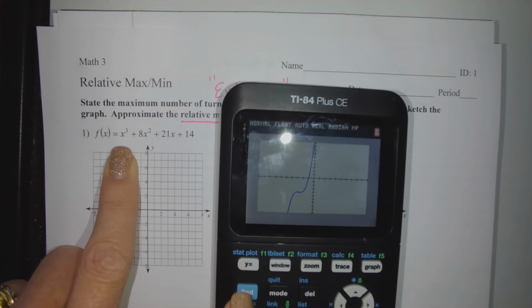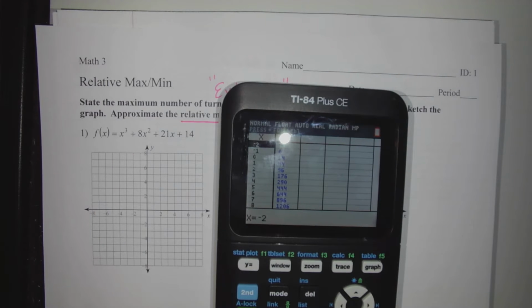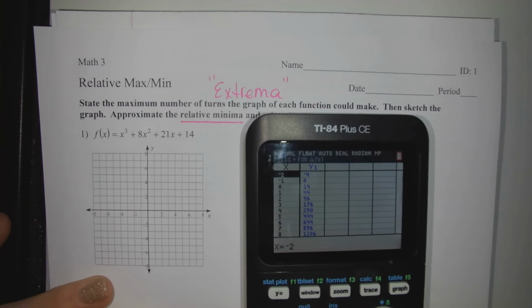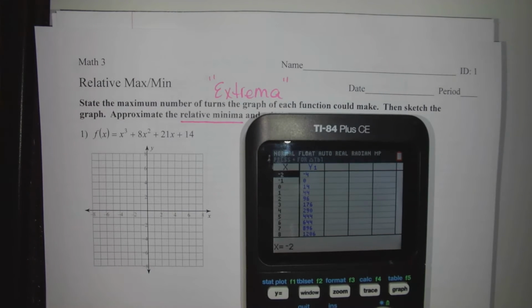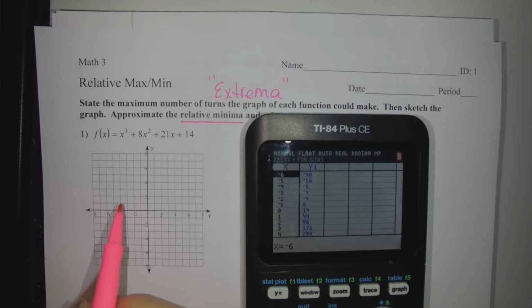Now, let's take a second. Go to second table. You've done this before. Guys, if you don't have a calculator at home, you're in trouble. Okay. You can go to desmos.com. Move your cursor to where you see points that you can graph. So let's look at -4, -6.